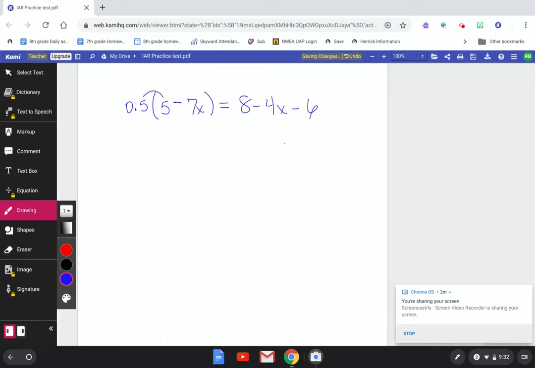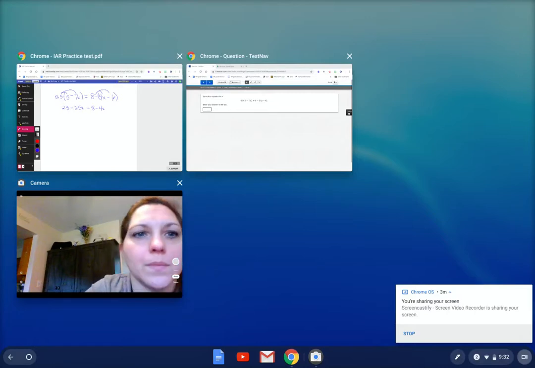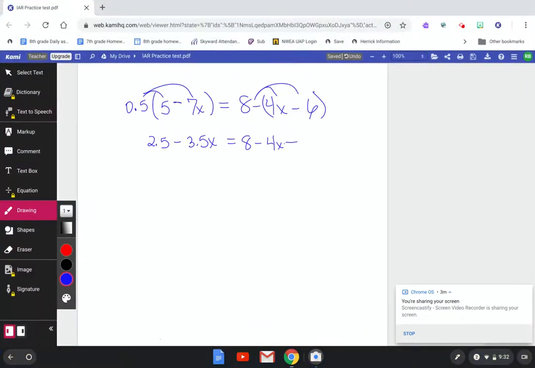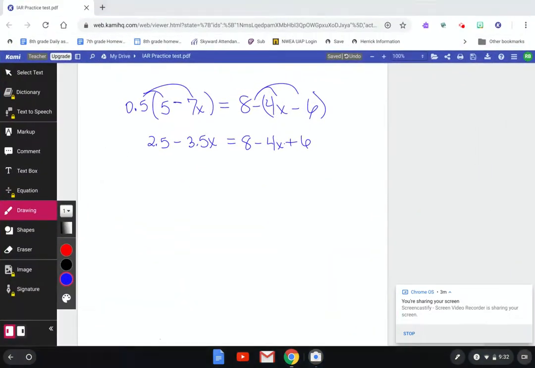So here we just distribute. Half of 5 is 2.5. Half of 7 is 3.5x equals, and I believe there was a parentheses here. So now we have to distribute that negative 8 minus 4x. Let me just make sure. Nope, I wrote it down wrong. So this was actually addition in the first place, and when you distribute, you get minus 6. There we go.